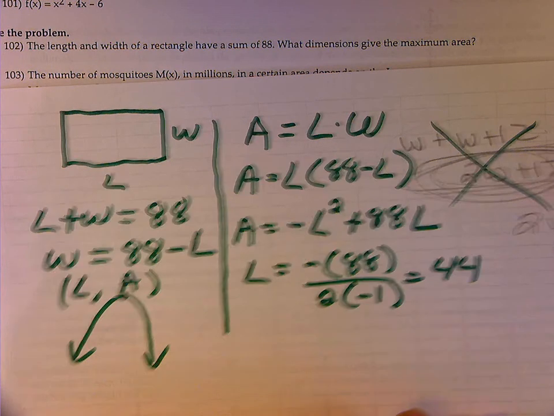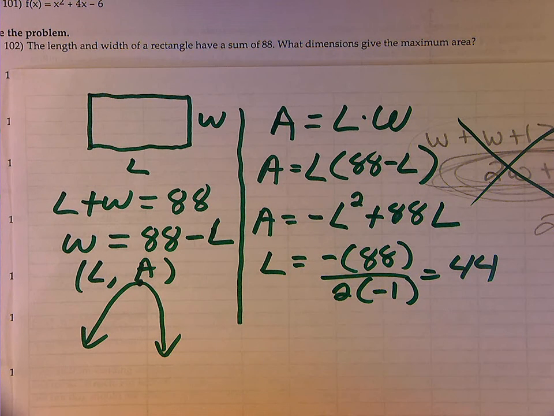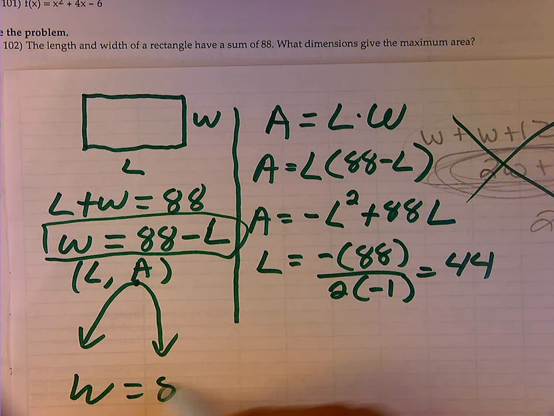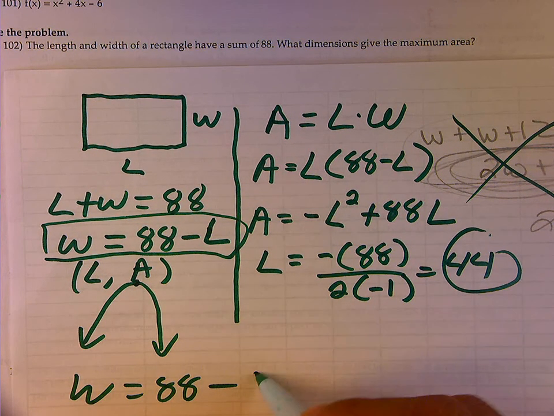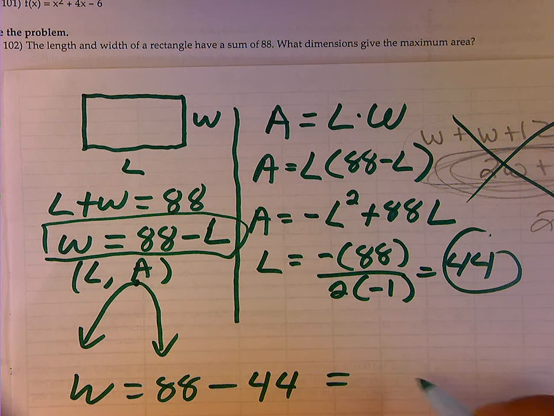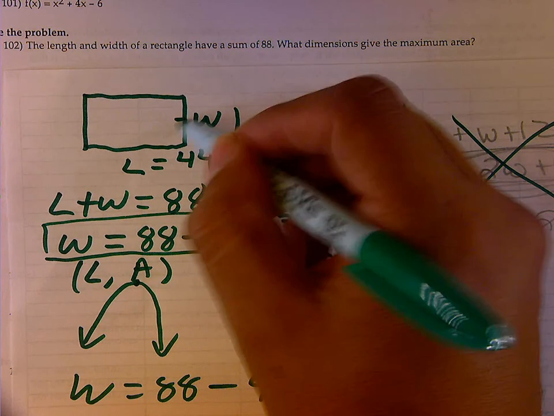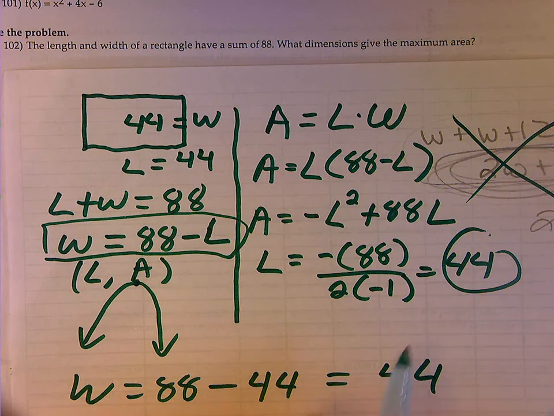Now it did not ask me what the area was. It asked me what the dimensions were that give me the maximum area. It will happen when my length is 44. Notice the width is 88 minus the length of 44, which gives me a width of 44. So my dimensions are a 44 by 44 rectangle, which will be the type of rectangle that has the maximum area.